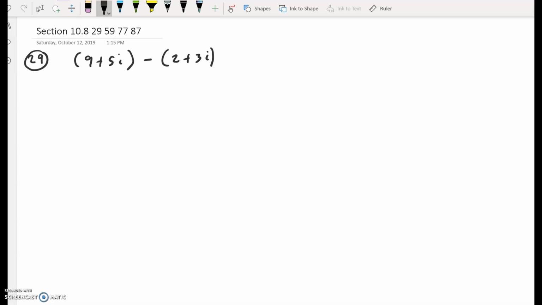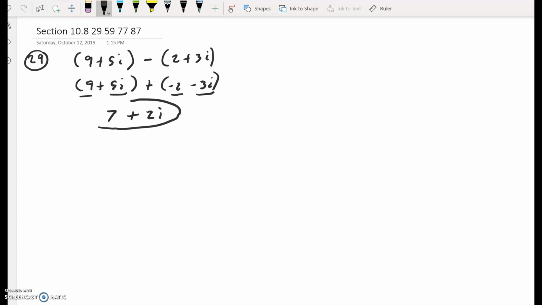In the subtraction problem, the imaginary unit i works just as if it was an x. So we can add the opposite. Now we have 9 plus negative 2, that's positive 7. And we have 5 plus negative 3, that is positive 2 of those i's. This works exactly as if it was an x, even though it's not.